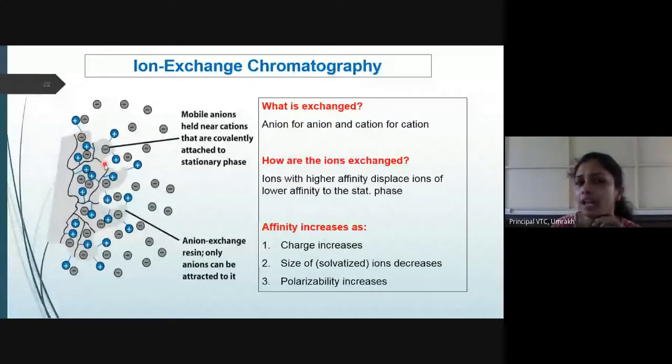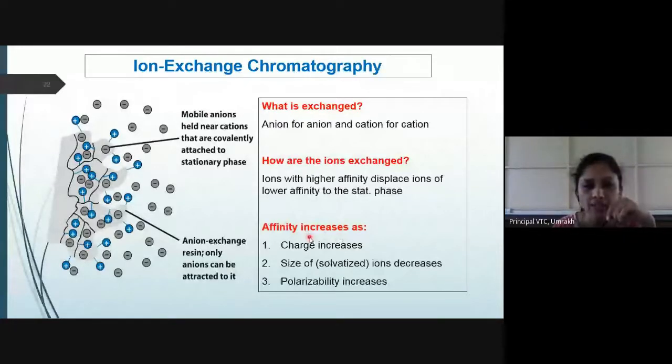Now we have some bonded anions here and we want to elute them out. How can we elute them? Through a change of affinity. Affinity will increase as charge increases. Suppose one is Na+, which is single charged, and there is Ca2+, where the charge is increased. So compared to Na+, Ca2+ will have more affinity. As the charge increases, affinity increases.